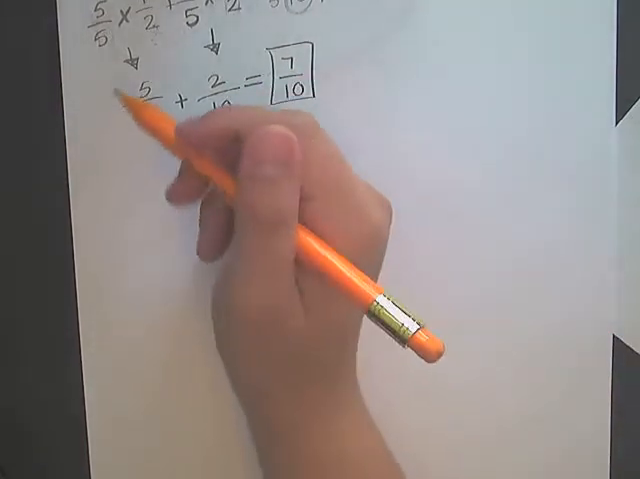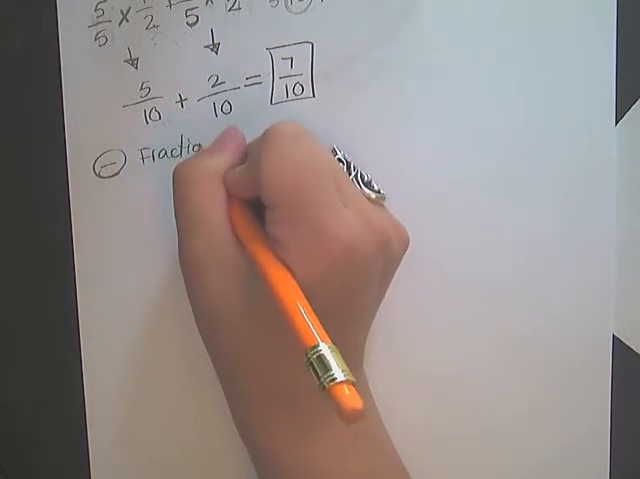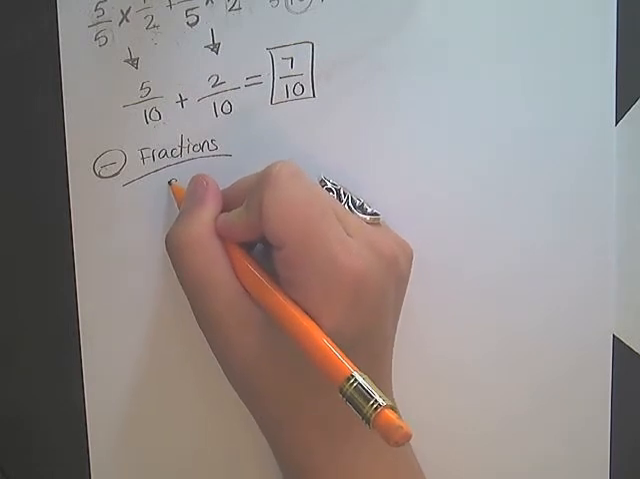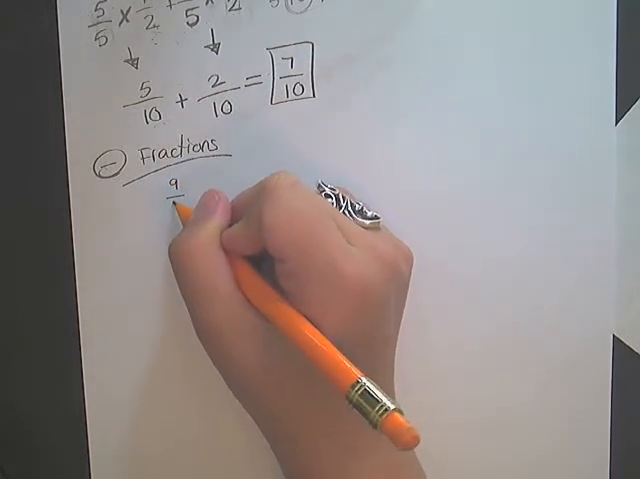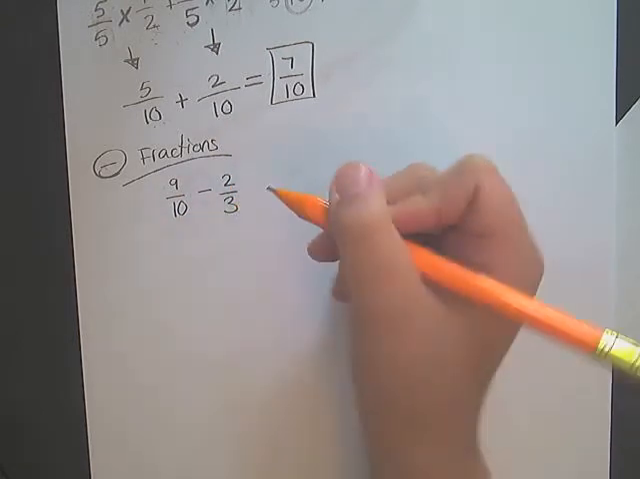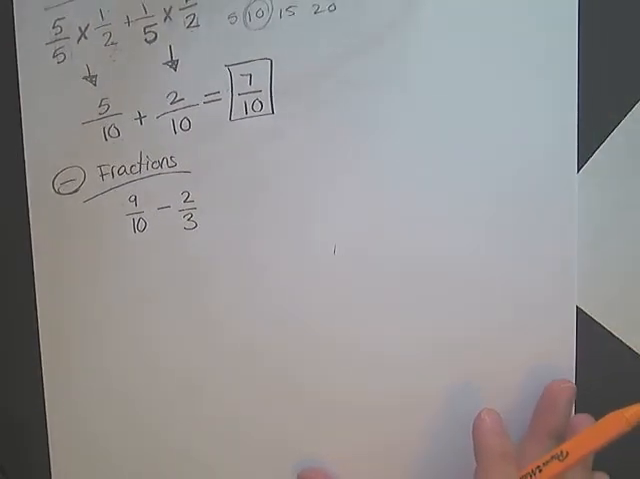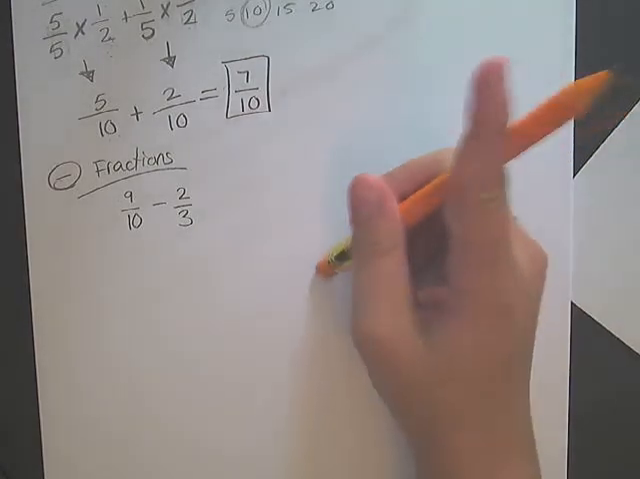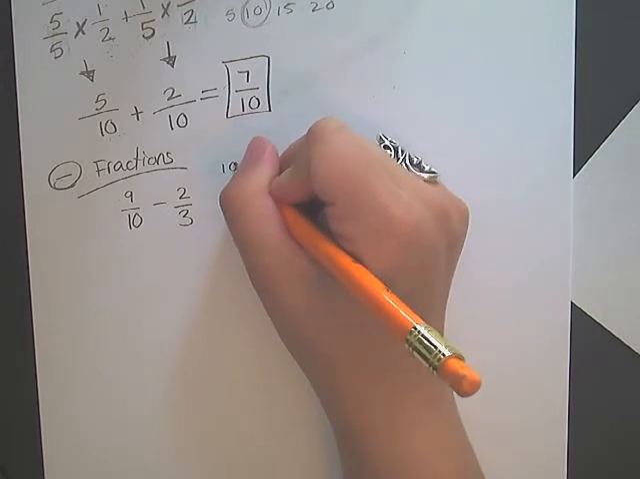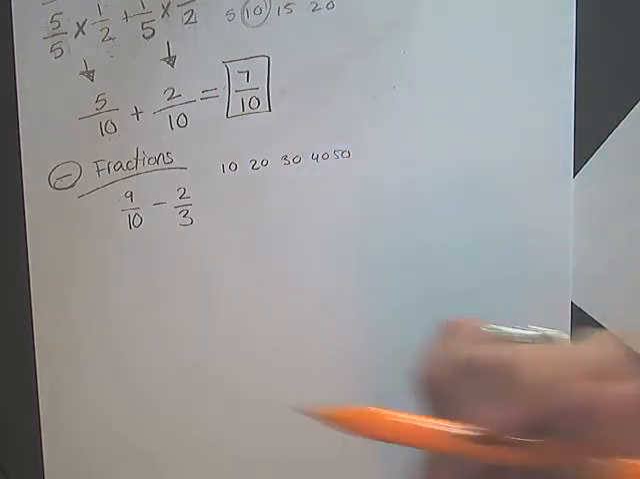All right, now we're going to do subtracting fractions. So let's look at 9 over 10 minus 2 over 3. So we have 10 and 3. So we're going to have to list a lot of our multiples because I think it's going to be a while till we get to a common denominator. So let's look at the multiples of 10. So we have 10, 20, 30, 40, 50. We can probably stop right there.